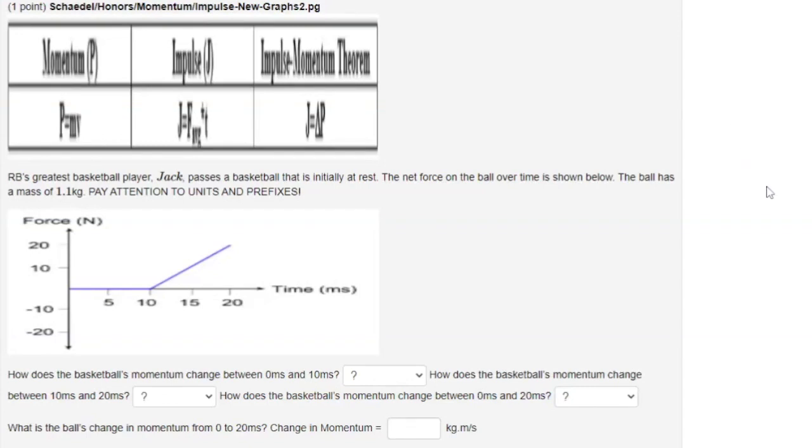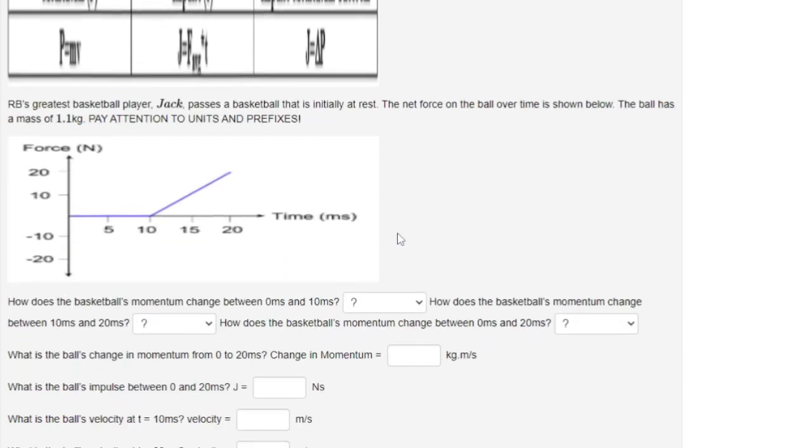Alrighty guys, let's take a look at this WebWork problem. So this one says RB's greatest basketball player Jack passes a basketball that is initially at rest. The net force on the ball over time is shown below in the graph. The ball has a mass of 1.1 kilograms. Let's pay attention to units and prefixes.